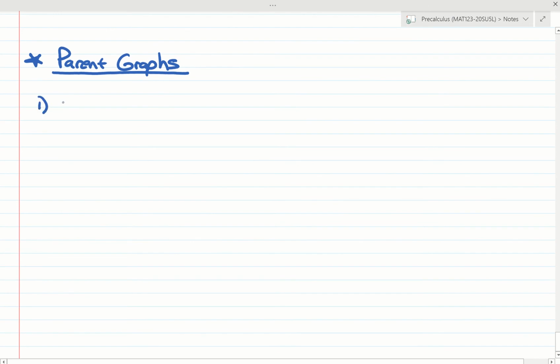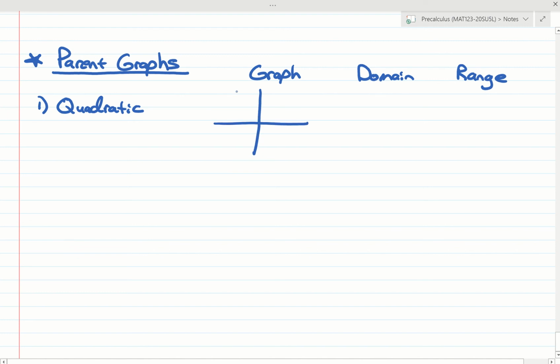The first type of graph is called a quadratic. And what I'll do is I'll show you what the graph looks like. Then we'll talk about the domain. And next we'll talk about the range of the graph. So a quadratic graph looks like a parabola.